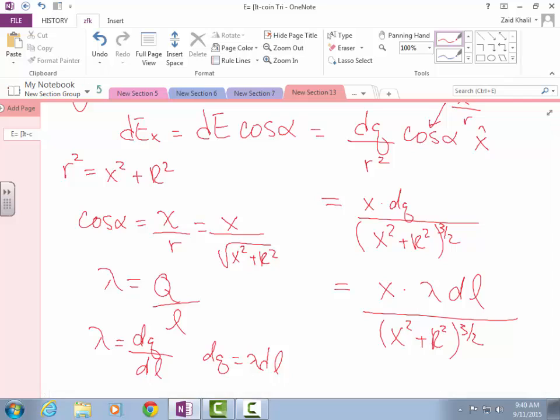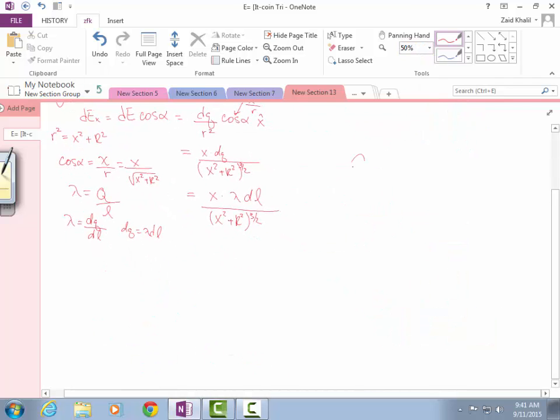Big R times dl. Wait, what is arc length equal to? dl is the circumference, right? dl is not the circumference, it's the arc length. So what's its arc length? Pi. Nope, you're one step ahead of the game. dl is equal to R d theta.